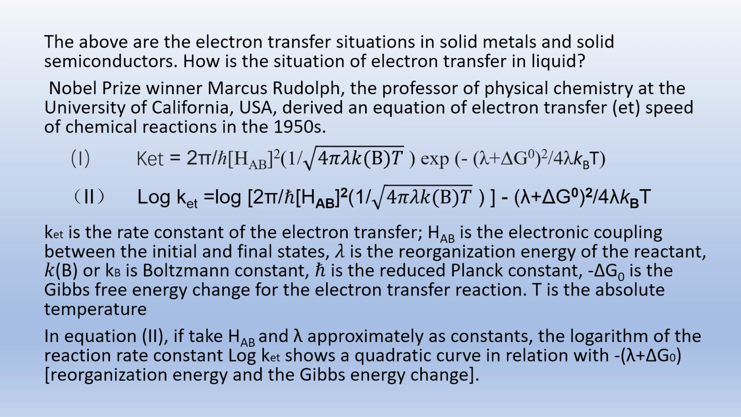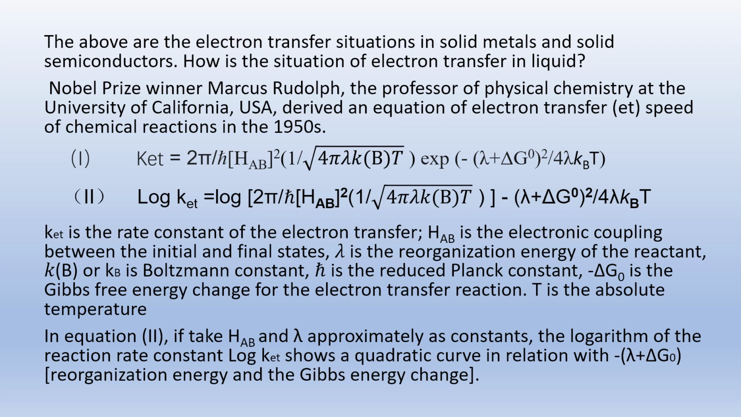k_ET is the rate constant of the electron transfer. H_AB is the electronic coupling between the initial and final states. Lambda is the reorganization energy of the reactant. k_B is the Boltzmann constant. ħ is the reduced Planck constant. ΔG0 is the Gibbs free energy change for the electron transfer reaction. T is the absolute temperature.